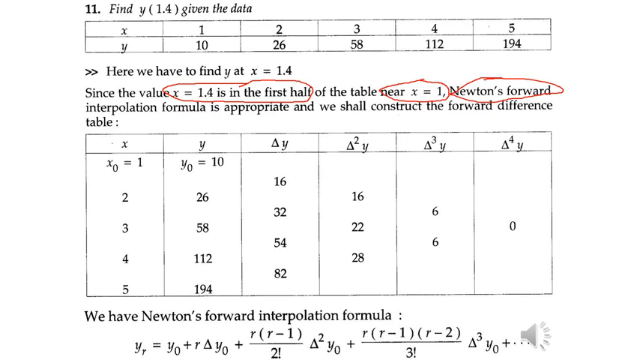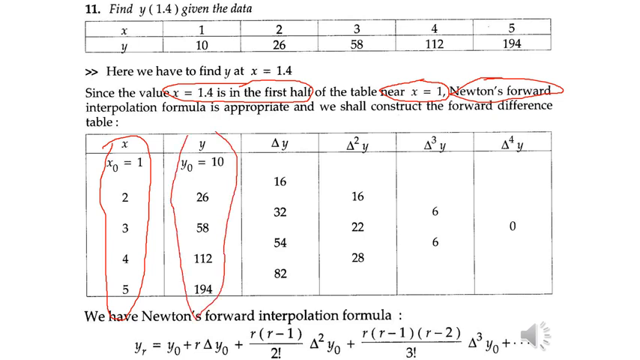As we all know, here we write the values of x, and in this column we write the values of y. Since we are using forward interpolation formula, we need to write delta y, delta square y, delta cube y, delta to the power 4 y. If you are using Newton's backward interpolation, then you need to write nabla here, nabla square here, nabla cube, nabla to the power 4.